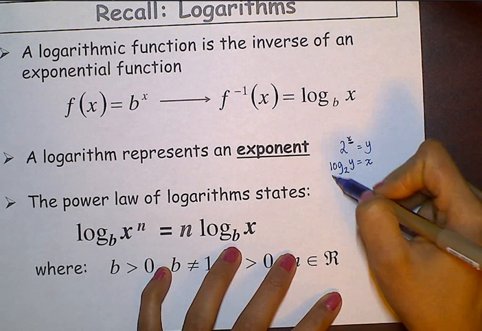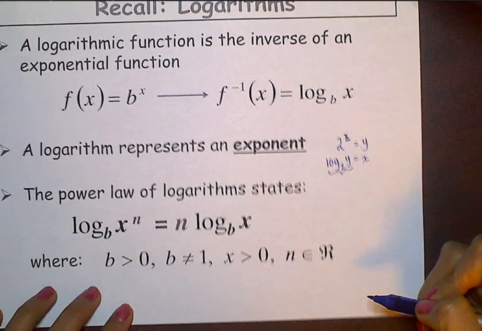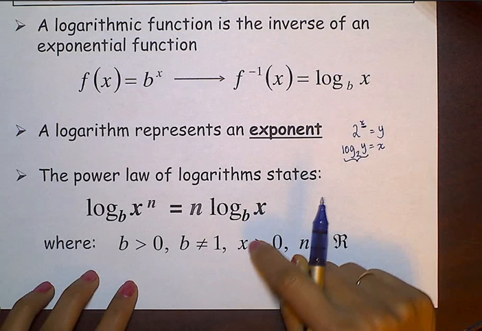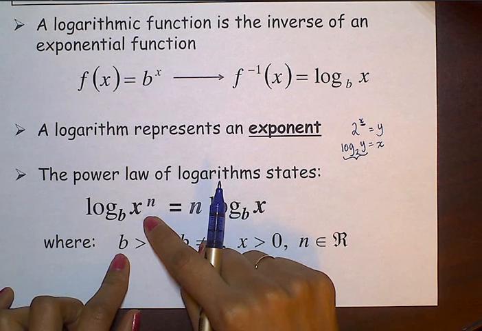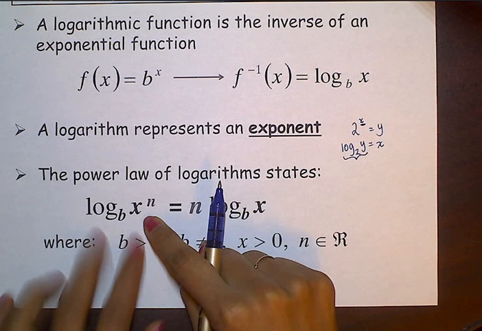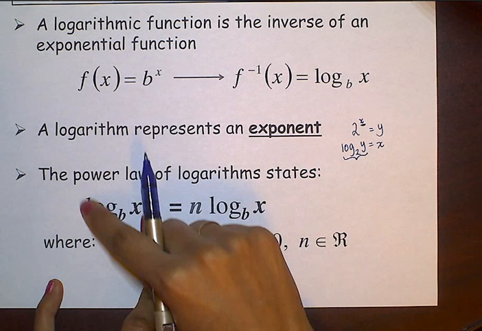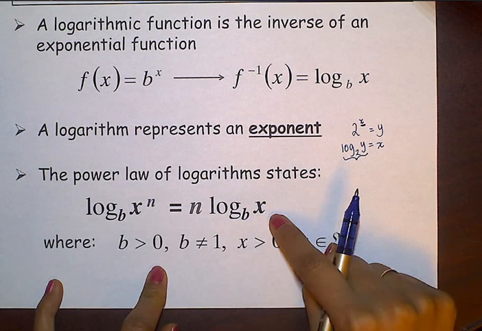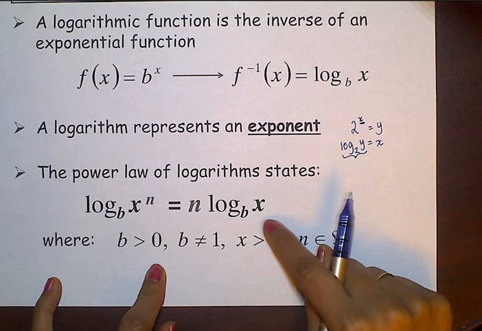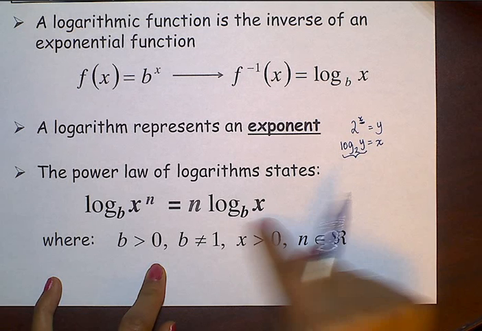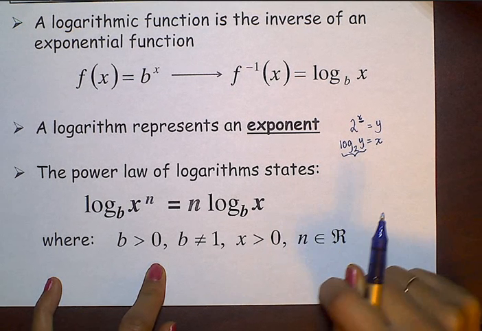Also, a recall about the power law of logarithms. It states that if you have an exponent on a log function, you can bring that exponent down and multiply it with the logarithmic function, so that n comes down. The restrictions are that x must be greater than 0, b must be greater than 0, b cannot equal 1, and n is an element of all real numbers.